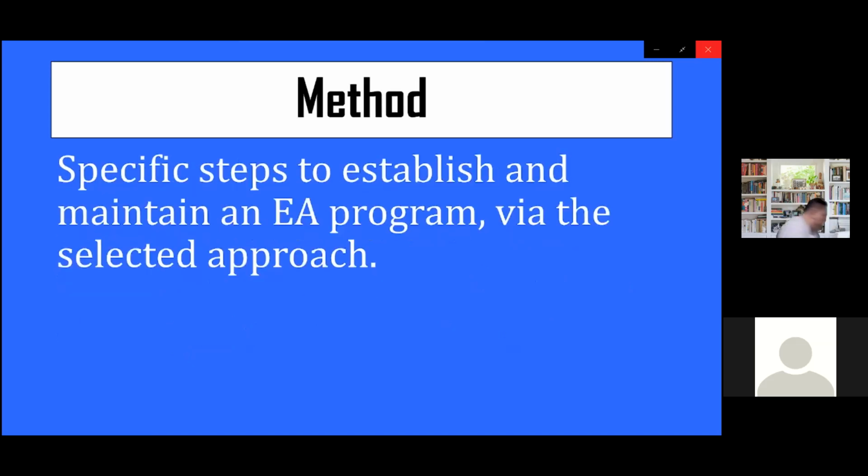Next are the methodologies. Methodologies are the specific steps to establish and maintain an EA program via the selected approach. Later we'll see about the approach. But methodologies is basically how we are going to implement the enterprise architecture, or how all of the aspects there fit together. So that's where methodologies fit.